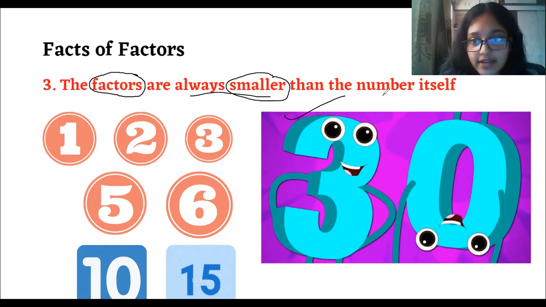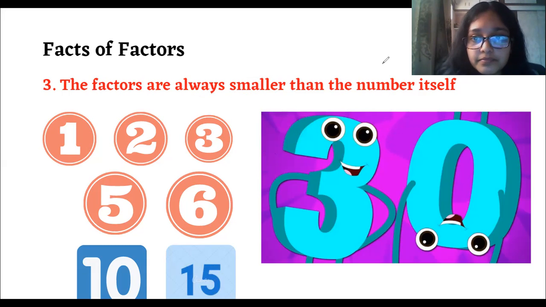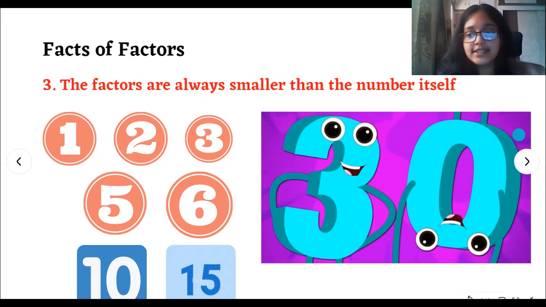Then the number itself, which number was it? It was 30. And then all the factors are smaller. Okay? The factors are always smaller or also equal to. 30 was also there for the factors of 30. A number is its own friend. Palak Didi is a friend of herself. Okay? Like you are also a friend for yourself. So that number is also there, and the other numbers are always smaller than it. Let's pause the video here and write down fact number 3.